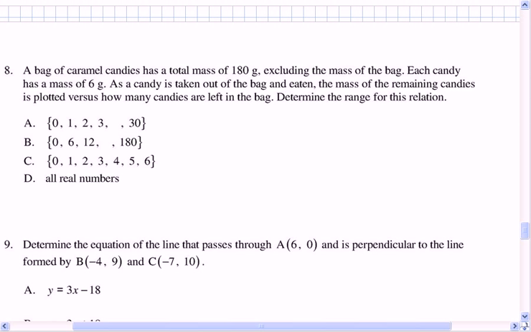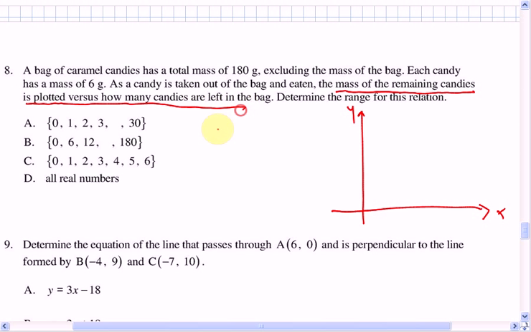You're like, what is going on? Well, you have to read the context. First of all, can you tell me what the dependent variable would be and the independent variable is going to be? And you can do this by looking at this statement. The mass of the remaining candies is plotted versus how many candies are left in the bag. It's like y as a function of x, so here's your y, the mass of the remaining candies, mass, as a function of how many candies are left, number of candies.